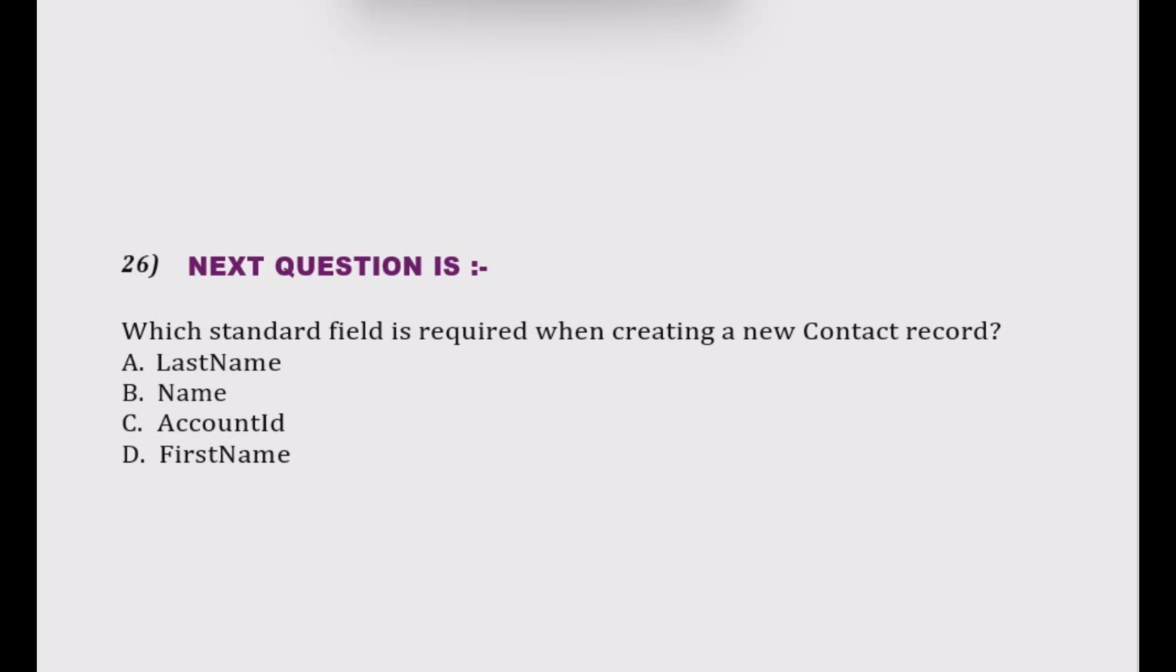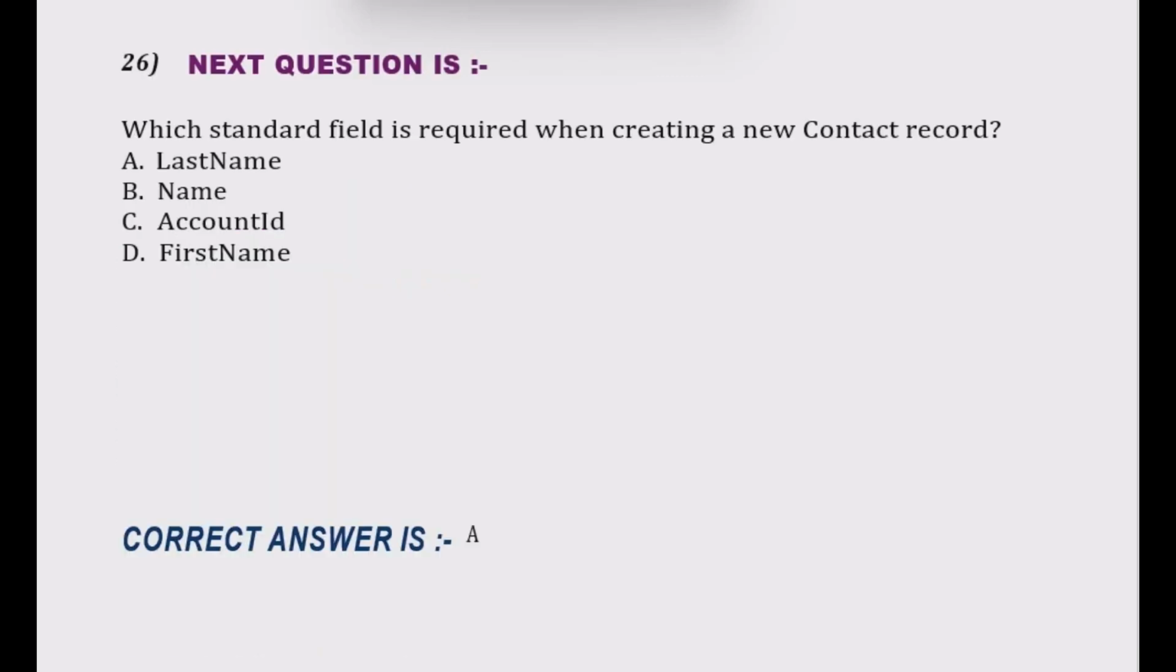Question is, which standard field is required when creating a new contact record? Option A, last name. Option B, name. Option C, account ID. Option D, first name. Correct answer is option A.